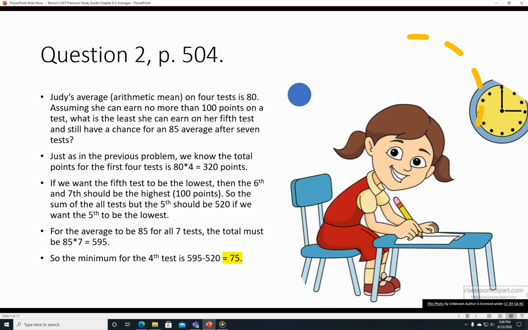So the sum of all the tests but the 5th should be 520 if we want the 5th to be the lowest. For the average to be 85 for all 7 tests, the total must be 85 times 7, which is 595. So the minimum for the 5th test would be 595 minus 520, because that's 320 plus 200, which is 75.